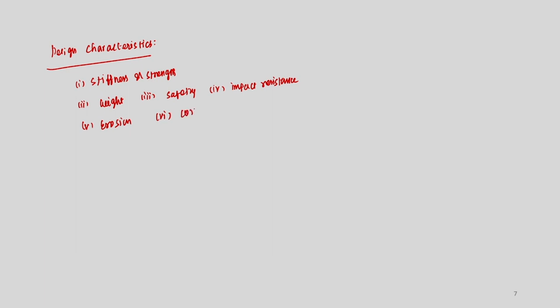So, that is related to wind turbine blades. So, stiffness and strength, so second one is weight, the next one is safety, next one is impact resistance, the next one is erosion, corrosion, cost, endurance, and lightning strike protection.